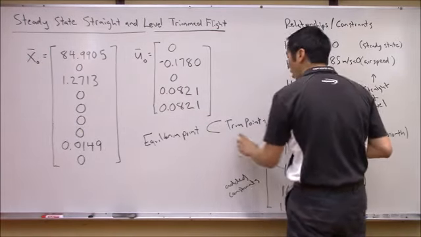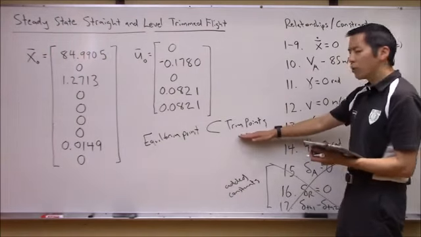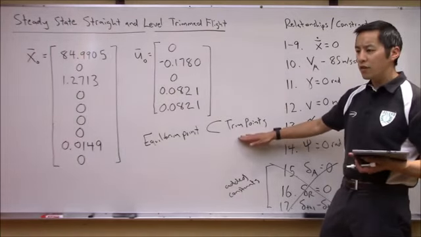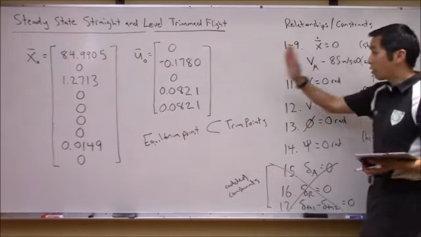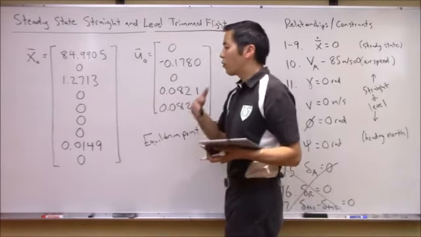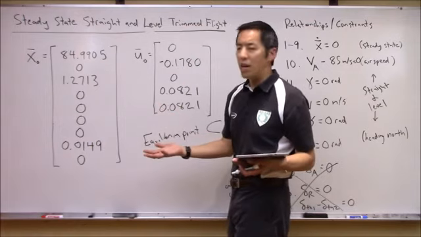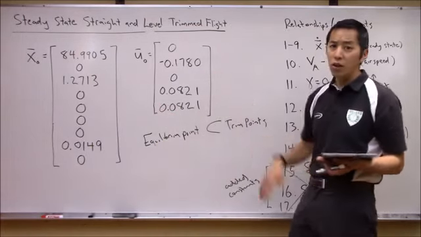Equilibrium points are basically a trim point. A trim point is just saying I want the system operating in some location, right? I want to find a location, an X and a U, that correspond to some interesting behavior. In our case, it's straight and level flight.